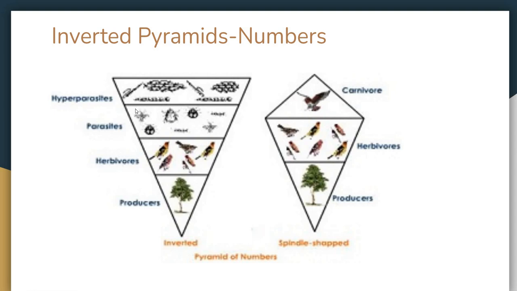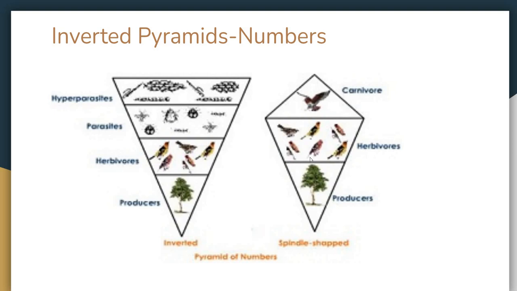Now, this one to me looks like, let's see, 1, 2, 3, 4, 5, 6, 1, 2, 3, 4, 5, 6, 1, 2, 3, 4, right? Not quite sure if this is a number pyramid. Pyramid of numbers. Okay, fair enough. Why are there so many guys at the top here and so few down here? I would say simply because of size. The guys at the top, there's a lot of them just because they're really small organisms. So one big tree can support lots of little guys. Fair enough.